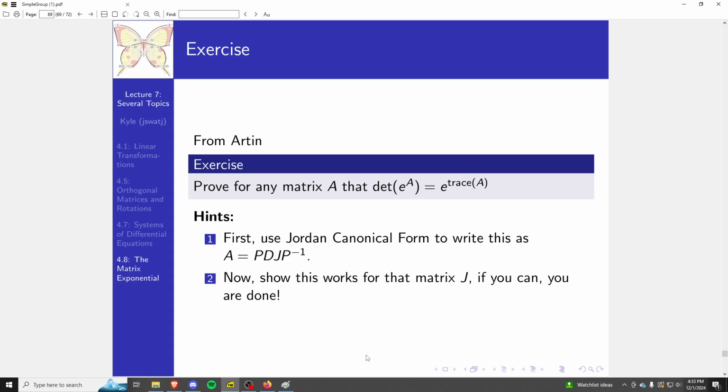Oh, and this is the Artin exercise I threw at the end. You can try this out if you'd like. It's longer than any exercise I went through in this lecture. And I left some hints here if you would like to try it. We don't have to do it right now, actually.